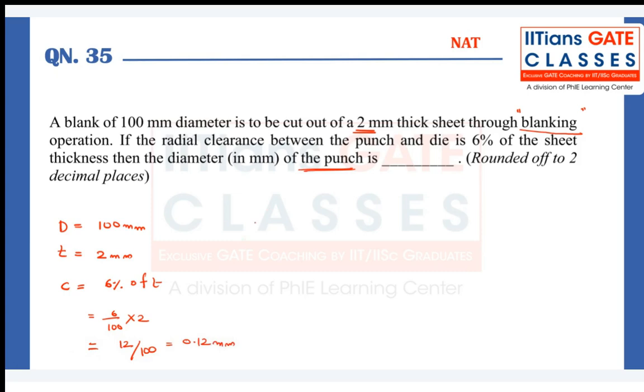Right. Now, I told you one table, guys. Do you remember, in blanking operation? In blanking, blank size equals die size, and clearance is provided on the punch.